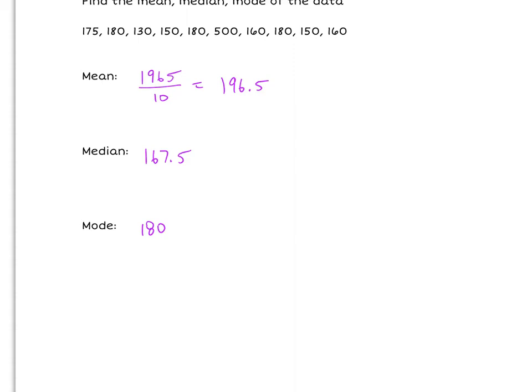The mean is 196.5. How many numbers are smaller than 196.5 in our list? All of them except for 500. All of them except one of them. So it's not a very good representation because it's so much bigger than all the rest. So our best representation is the median. Best when there are outliers.